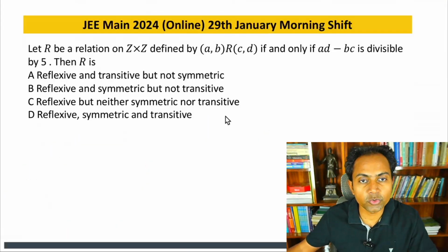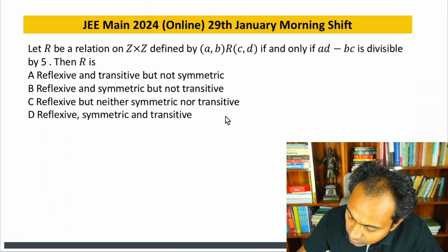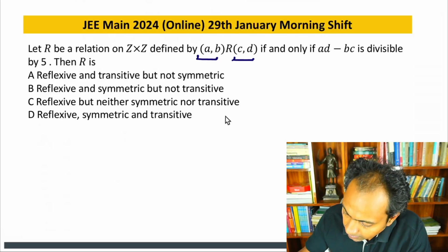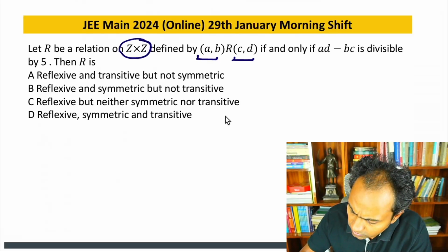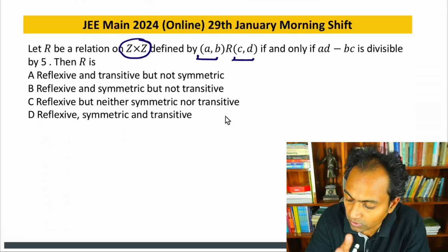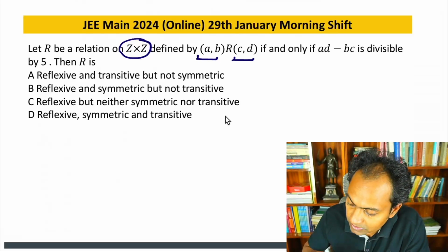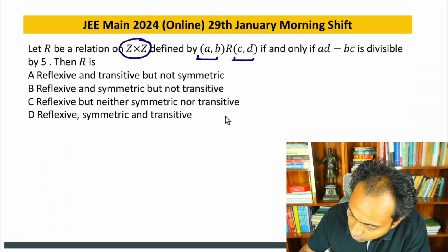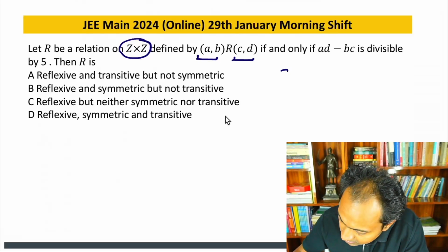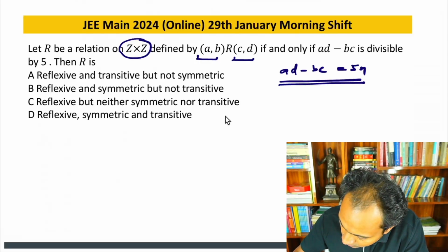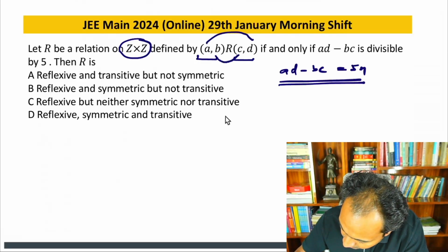Now if I look into this 2024 question, it exactly talks about a similar kind of ordered pair related to ordered pair scenario. You can see that it is defined over Z cross Z. Earlier it was only defined over Z. So this is the reason these kinds of relationships are getting formed. Now the question clearly says that if A comma B is related to C comma D, the relation is AD minus BC should be a multiple of 5.